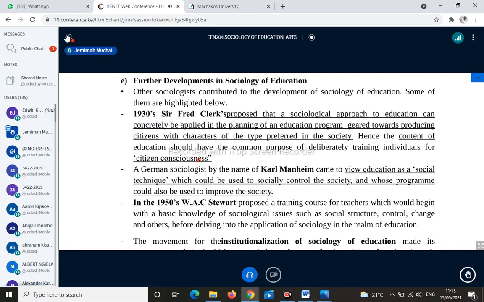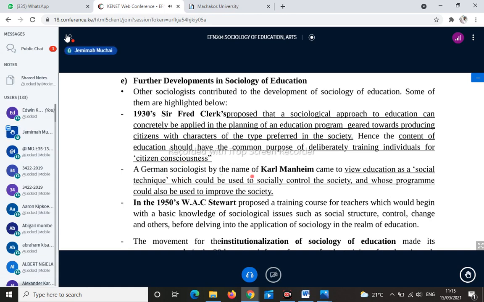That means whatever content in your curriculum, the content or the topics that are covered in every subject or every unit, should help the learner to gain citizen consciousness. That means he'll be aware of what is required of him when he becomes a citizen of the society.